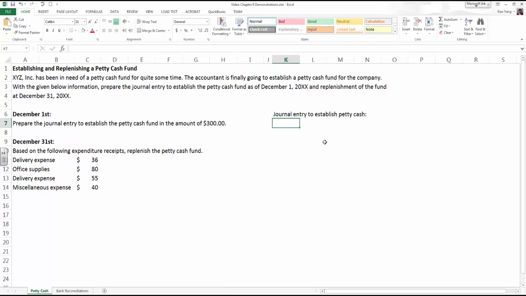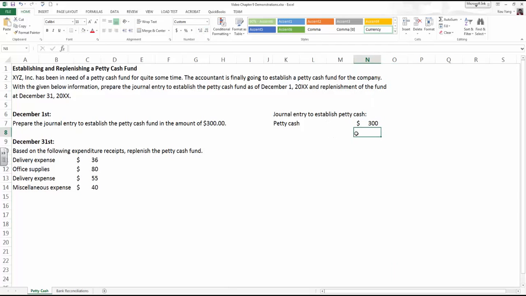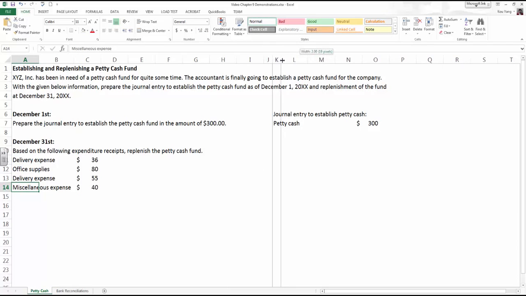So the journal entry we will need to make is debit petty cash in the amount of the established amount of $300. And that established amount can be any amount. Well, it's going to be a smaller amount because, of course, petty cash is basically petty, small amounts used to pay for items such as delivery expenses, office supplies, and miscellaneous expenses. It's more convenient to pay cash instead of writing a check. So that is one of the main reasons why businesses establish petty cash funds.